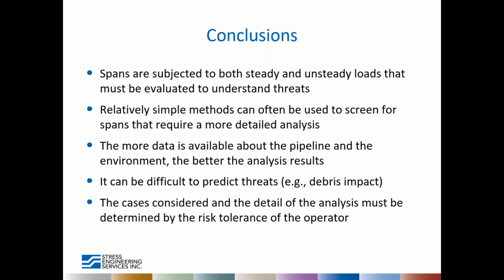There are a number of threats where it can be difficult to predict what's going to happen, so it makes it very difficult to do an analysis, such as debris impact or ice on the pipeline. And a lot of the choices in which cases and the level of detail that you're going to do is determined by the risk tolerance. To get the risks as low as reasonably possible requires that someone in the chain decide what counts as reasonable risk. And so that includes choosing what scenarios need to be looked at.